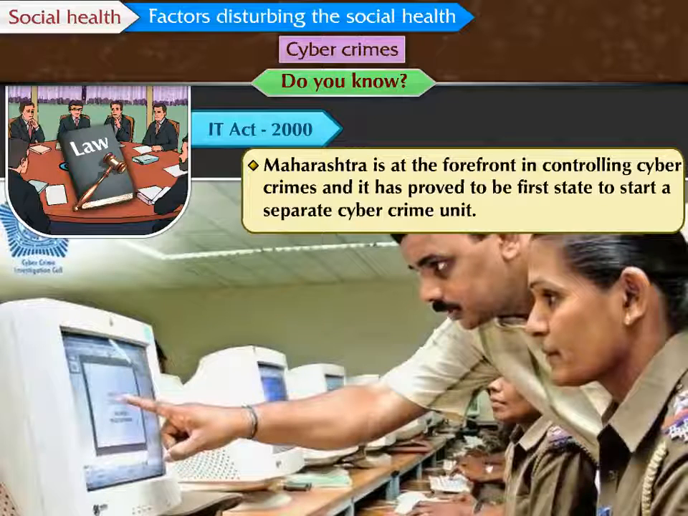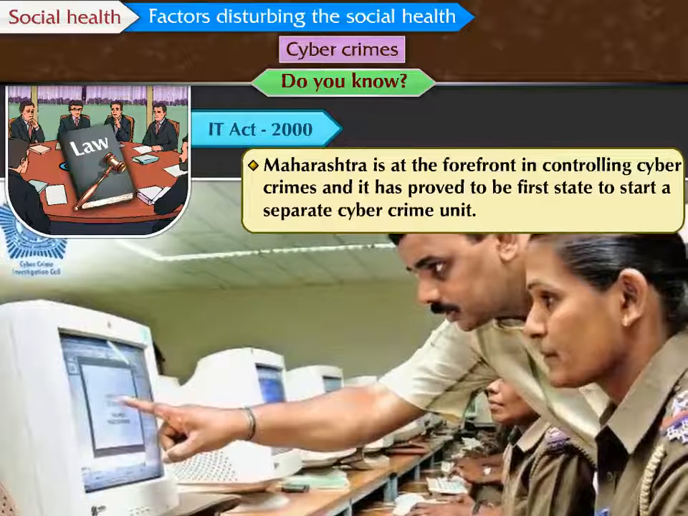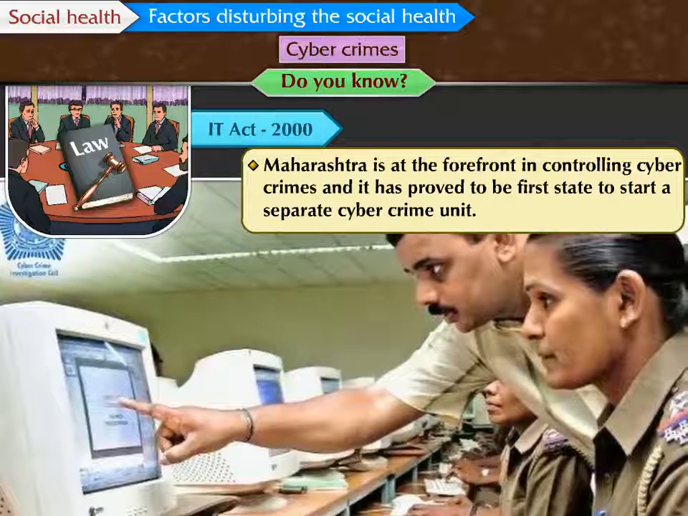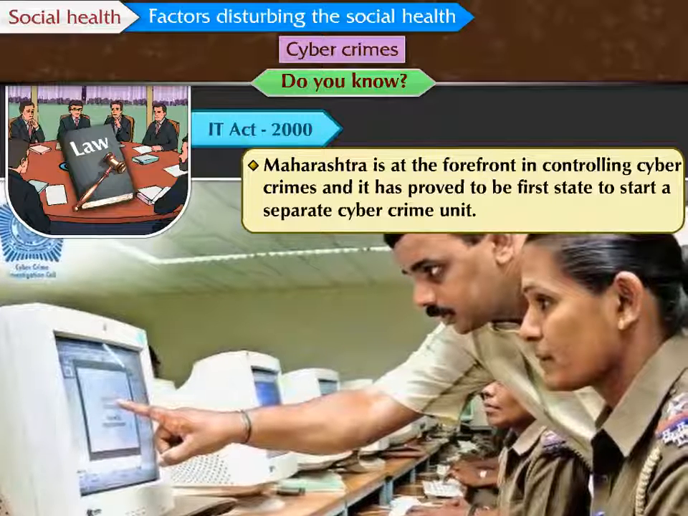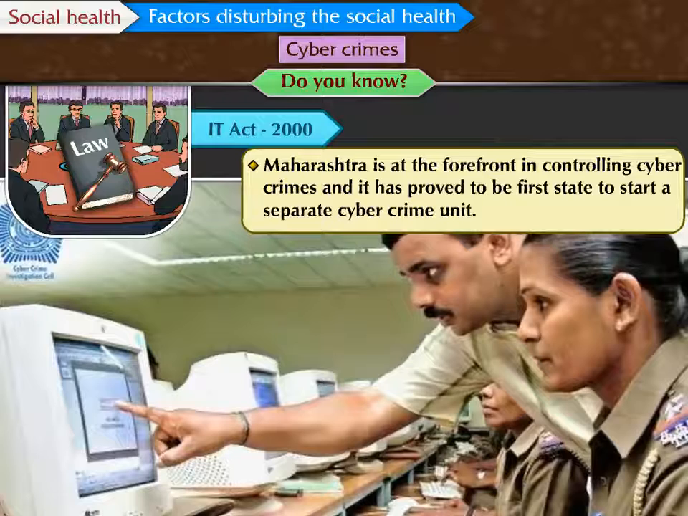After doing a detailed study about various factors disturbing the social health, let us now proceed to the last part of the chapter, that is, stress management.